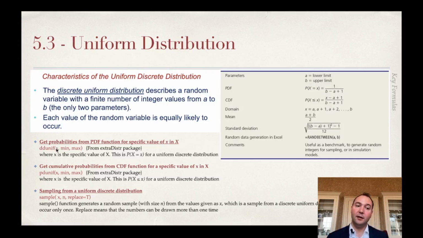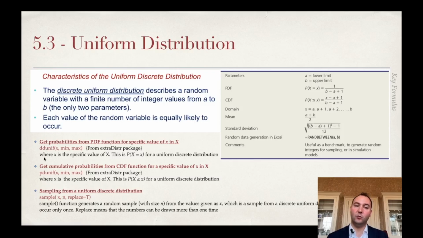X is our data, min is the minimum of our data, max is the maximum of our data. To use this function, we need to use this extra distribution package. Some distributions are already loaded into R. Others, like the discrete uniform distribution, are not already there, so we need to use a package to use it.